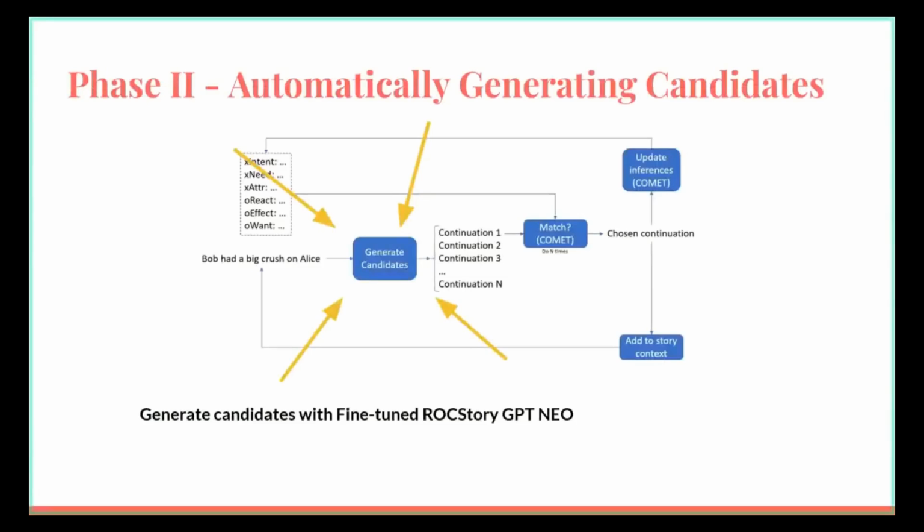The biggest gap between our phase 1 system and our desired product is the lack of actual text generation itself. Human text generation doesn't require automated human common sense. And we'll solve this by fine-tuning the GPT-NEO model on the ROC story dataset.